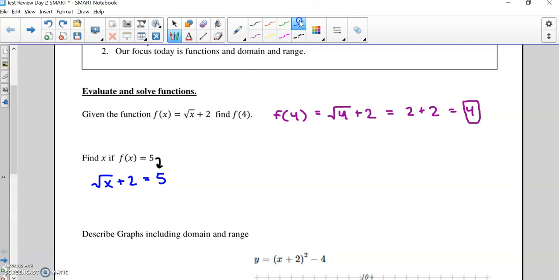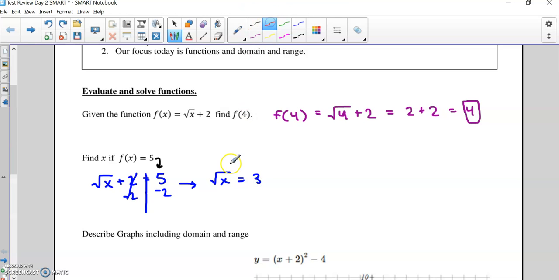Alright, so now that we have set it up, we can go ahead and start to solve for x. So the first thing we're going to do is subtract 2 from both sides. And this is so that we can start getting x by itself. So on the left we have the square root of x equals 5 minus 2 is 3.